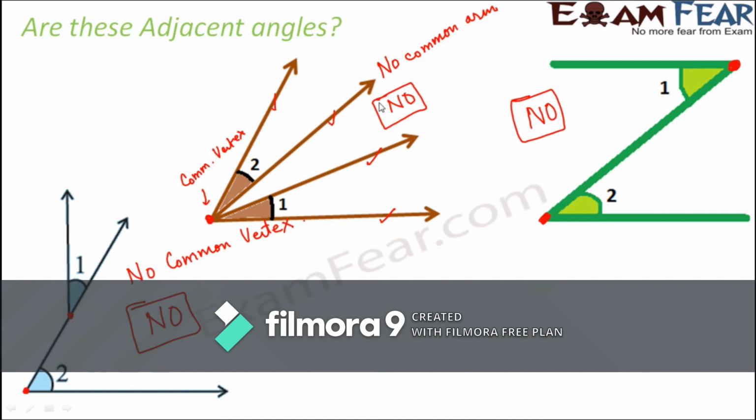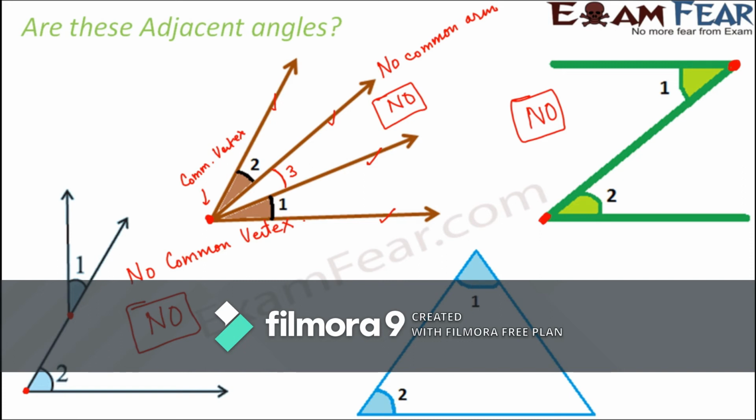But by any chance, if we would have asked if angle 1 and this angle 3 are adjacent or not, then definitely they would have been, because they would have a common vertex, they would also have a common arm, and they also do not have any common interior point. So angle 1 and angle 3 would have been adjacent angles. Anyways, let's look at the fourth one.